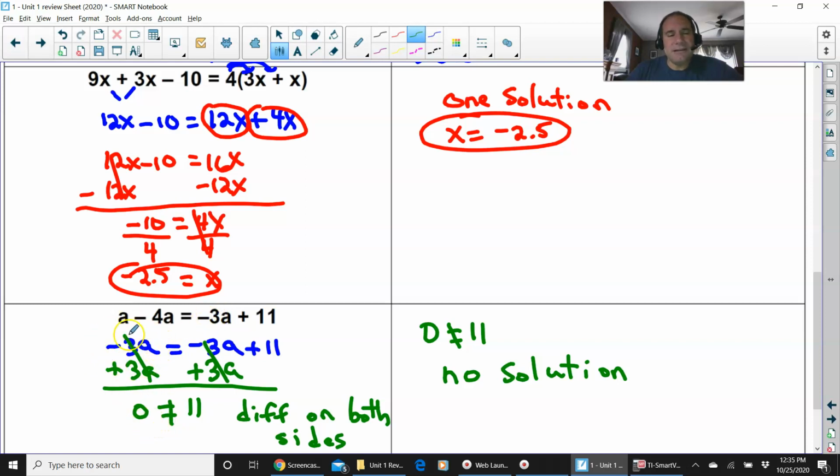And so can negative 3a ever be equal to negative 3a plus 11? No, whatever negative 3a is, it can't be equal to negative 3a and then add 11 to it. So it's definitely no solution at that point. All right. If you do not see that, it is fine. Just remember, get the x's or a's or variables together. Get those together and then you will be fine.